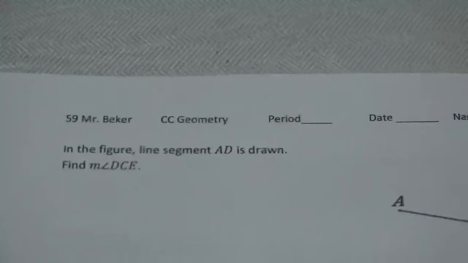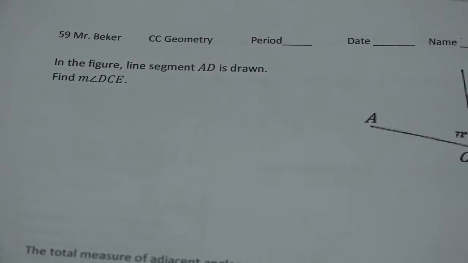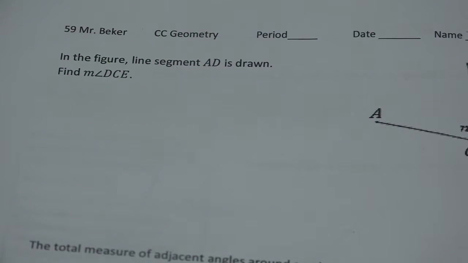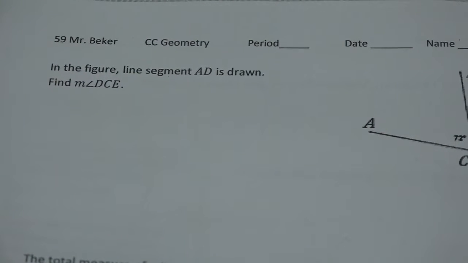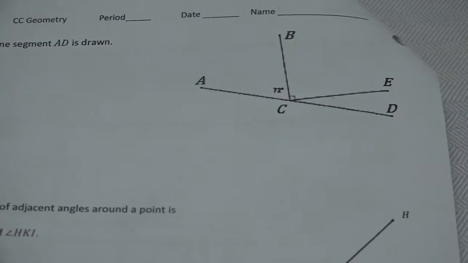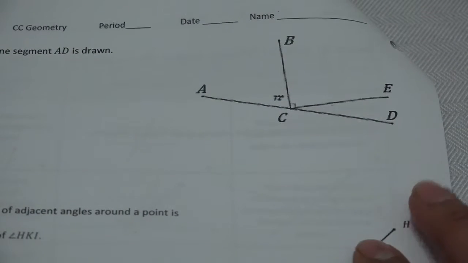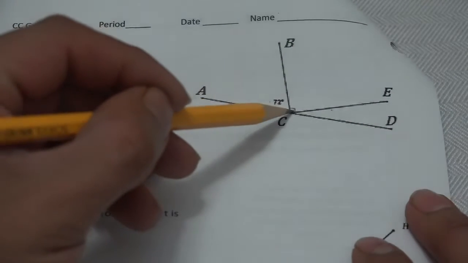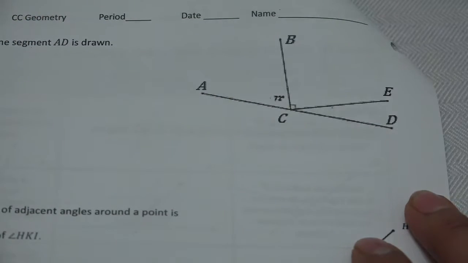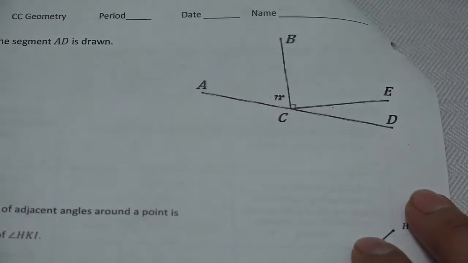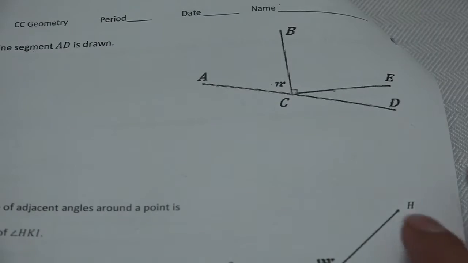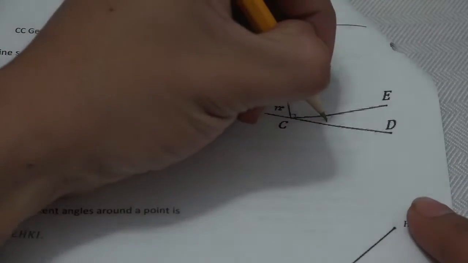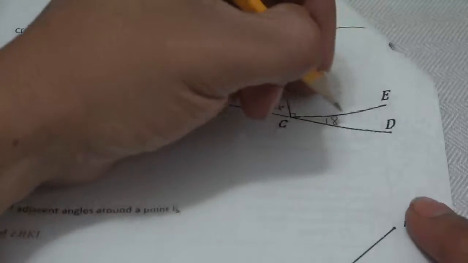Okay, so in the figure, line segment AD is drawn, and they ask me to find the measure of DCE. All right. So what do I know? This is 72. This is a right angle, and now they want me to find DCE. So what do you think is the measure of DCE? Well, you know that linear pairs add up to what? Right, 180. So then this angle right here must be 18 degrees.